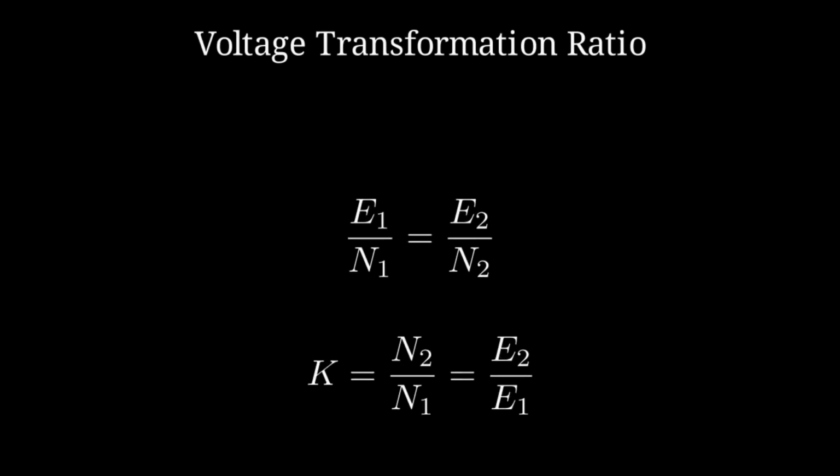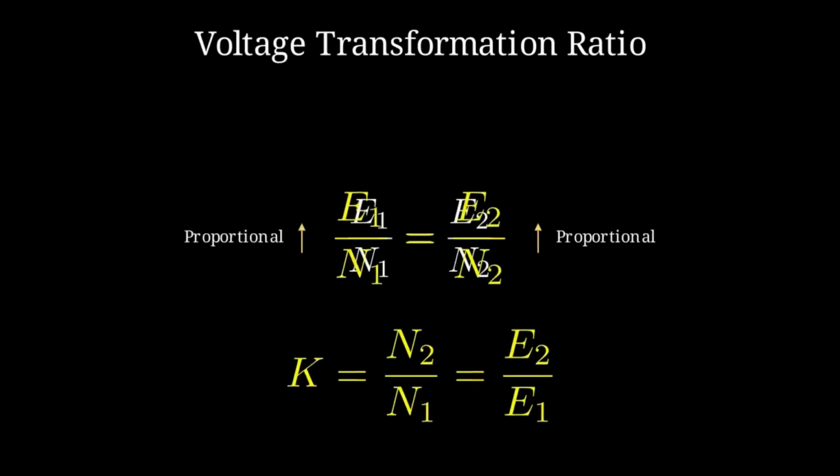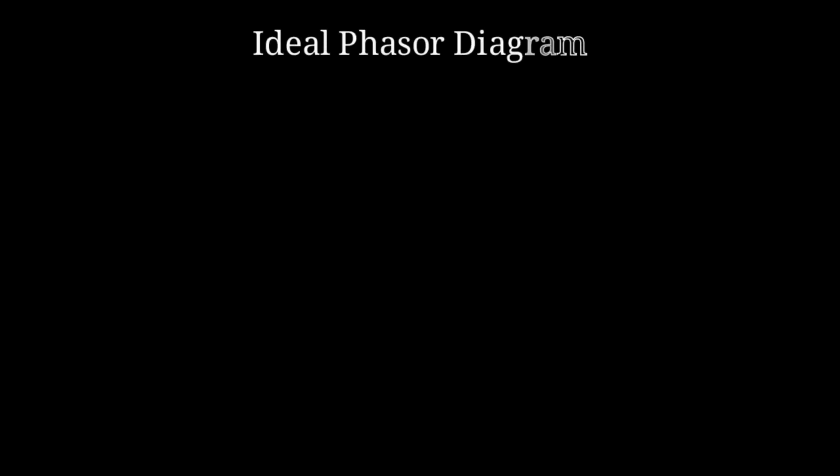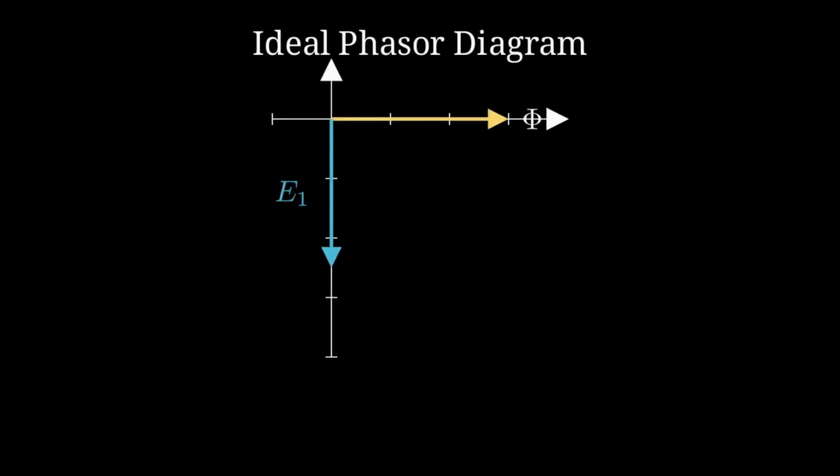This leads to the transformation ratio, K, where the ratio of voltages is directly proportional to the ratio of the number of turns. In a phasor diagram, the induced EMFs, E1 and E2, lag the magnetic flux by 90 degrees. This phase shift is a direct mathematical consequence of the differentiation of the sinusoidal flux.